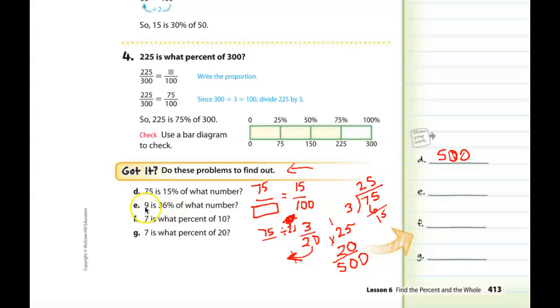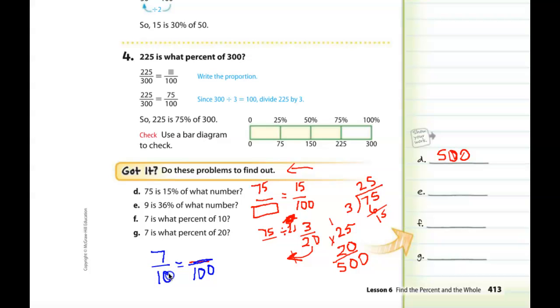Okay, final example. 9 is 36%. Actually, let's do a different one. 7 is what percent of 10? Okay. Well, okay, so we have 7 is what percent of 10? So in this case, I'm going to change the color just to keep this a little bit easier to read. So we don't know what the percent is. So we're going to leave the percent up here empty. Scratch that. 7 is what percent of 10?